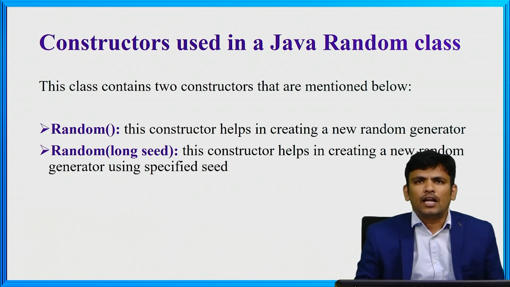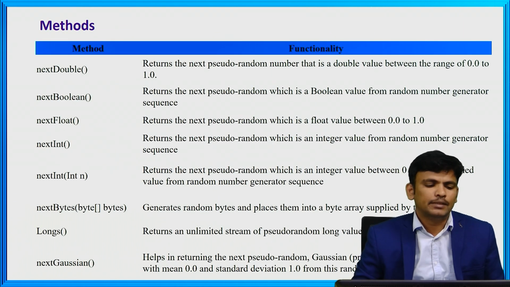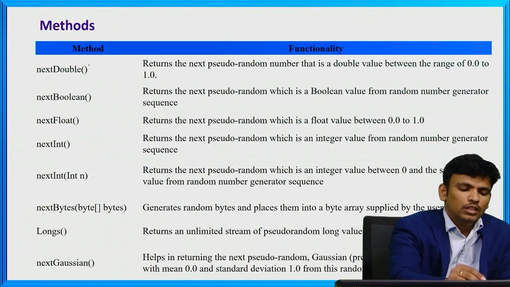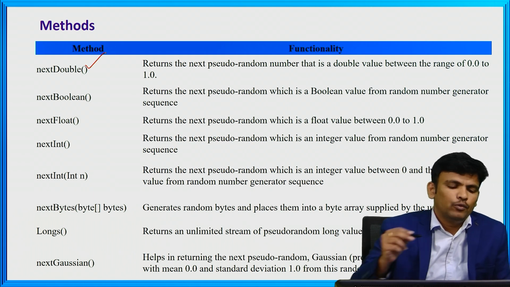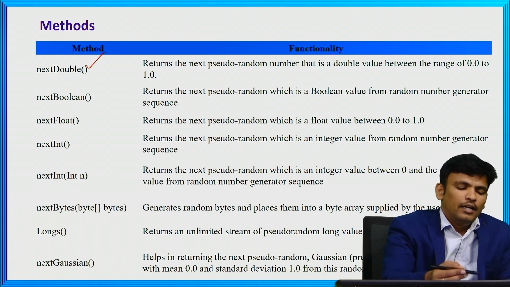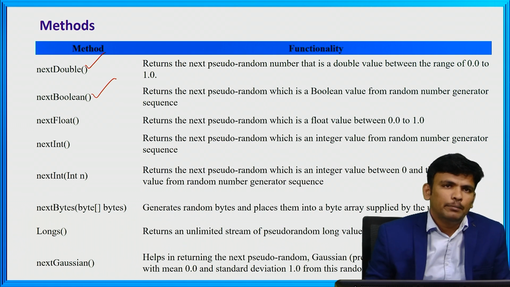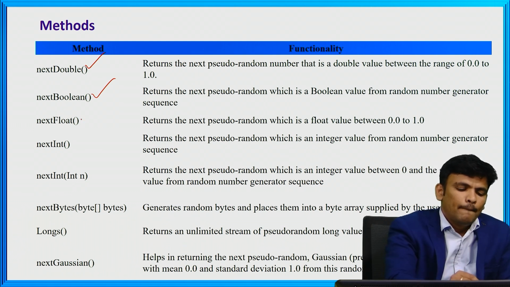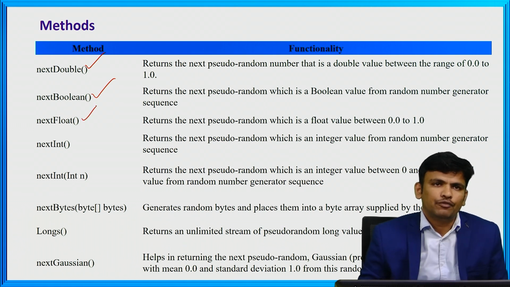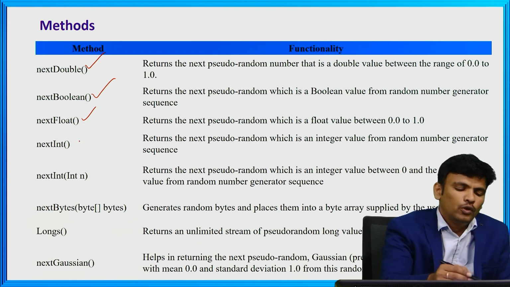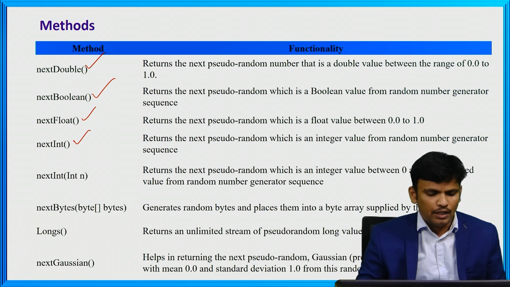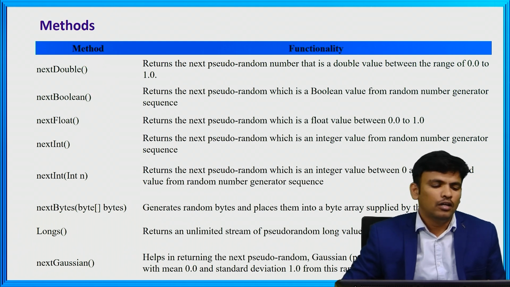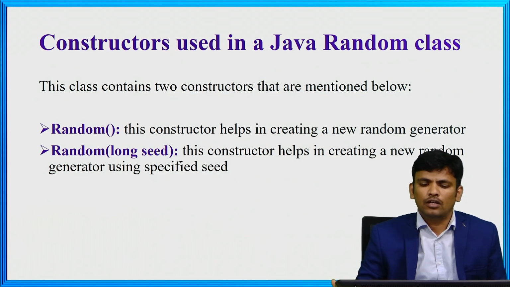To work with the Random class, first of all, we need to create an object in order to access these methods. Suppose if you want to create a random double, we need to use the nextDouble method. If you want to create a random boolean value, you need to use the nextBoolean method. If you want to create a random float value, we need to use nextFloat. Or if you want to create a random integer, we need to use the nextInt method. For every data type, we have a specific method present inside the java.util.Random class.